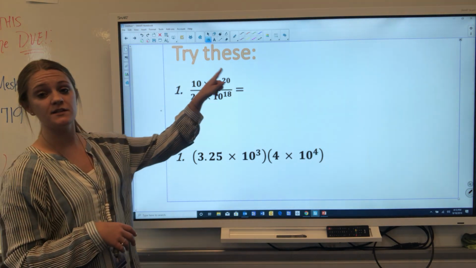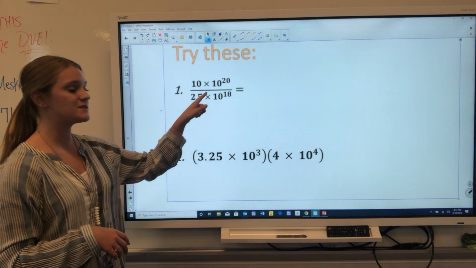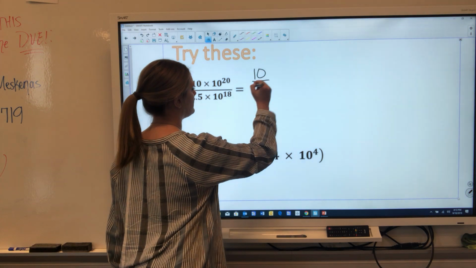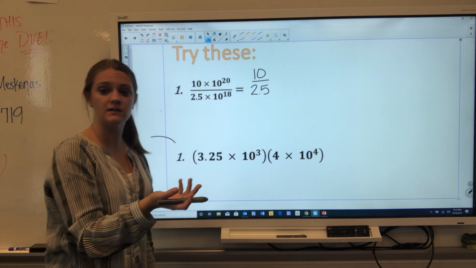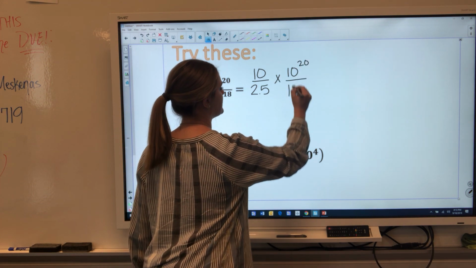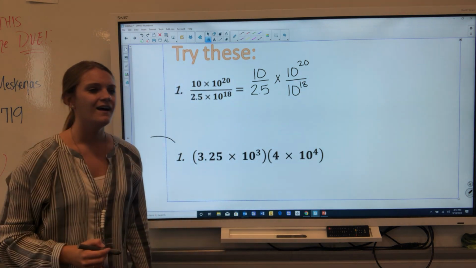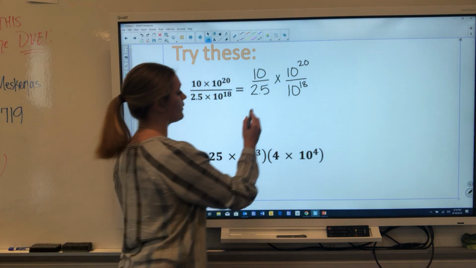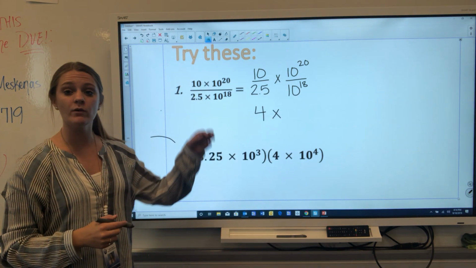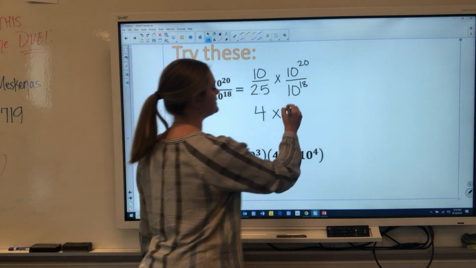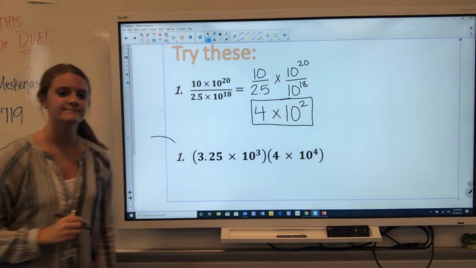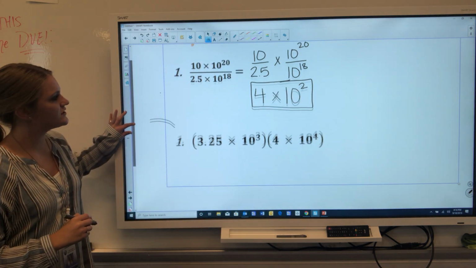All right, we have 10 times 10 to the 20th power divided by 2.5 times 10 to the 18th power. We can separate this out. We can do 10 divided by 2.5, and I'm just going to show you it written in a little bit of different way, times 10 to the 20th power divided by 10 to the 18th power. All right, 10 divided by 2.5 would be 4. And 10 to the 20th power divided by 10 to the 18th power, we'd use the quotient rule and we'd subtract our exponents and get 10 to the 2nd power. All right, there's your division sentence.